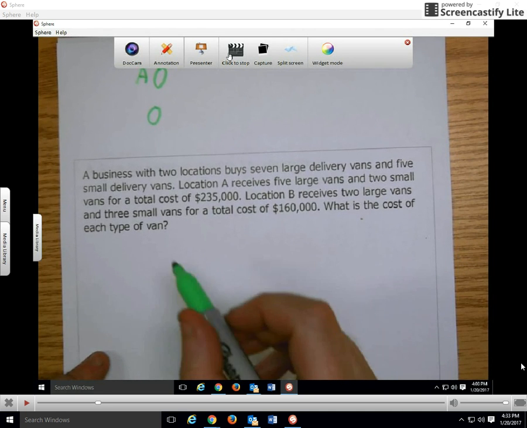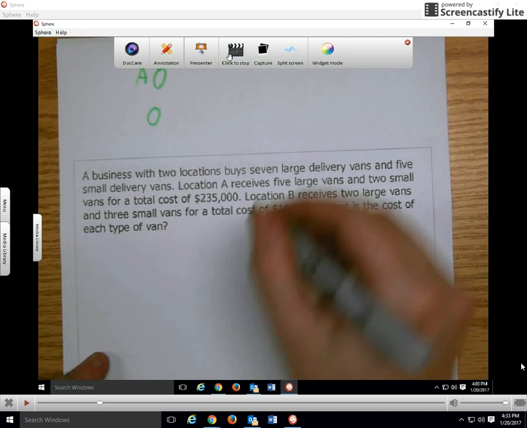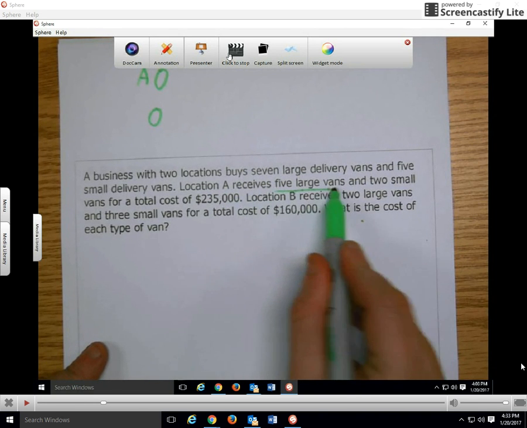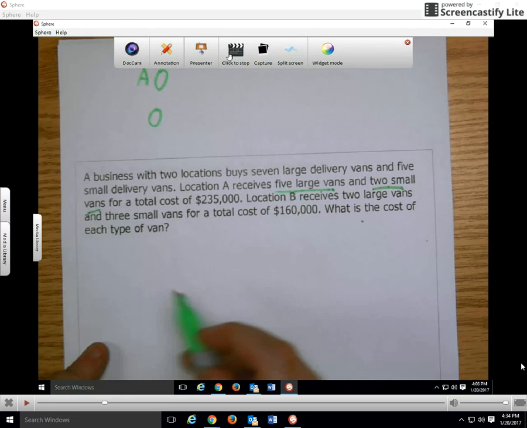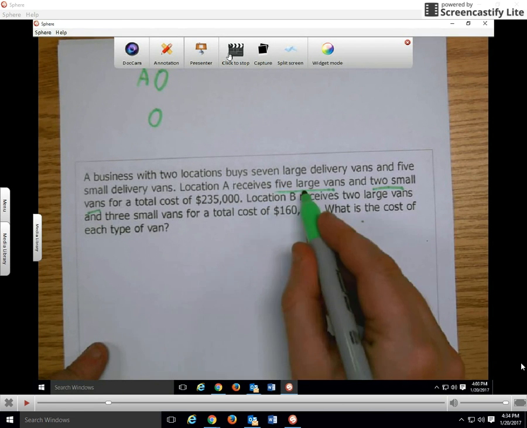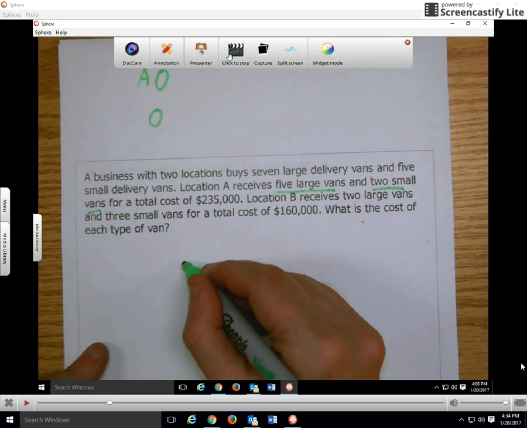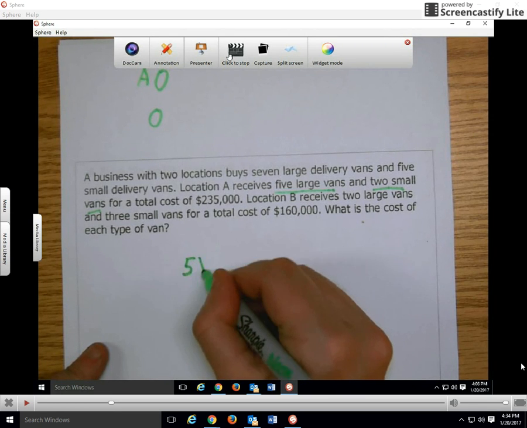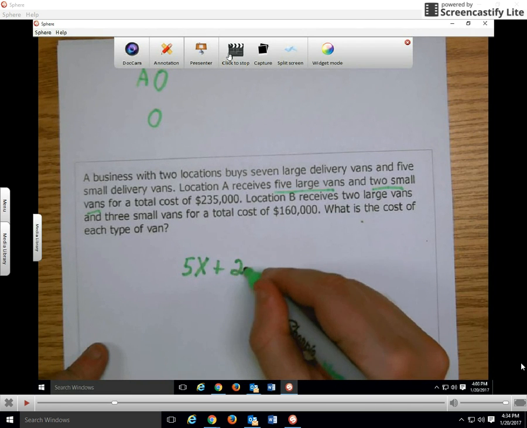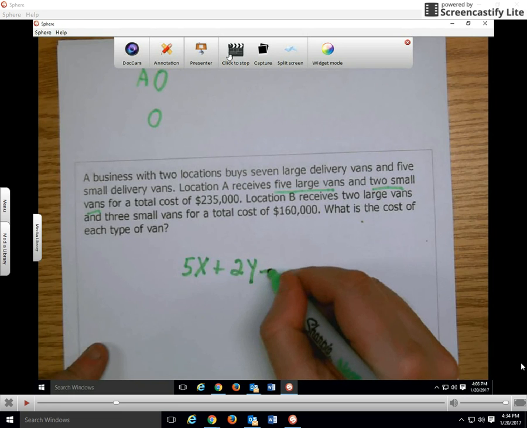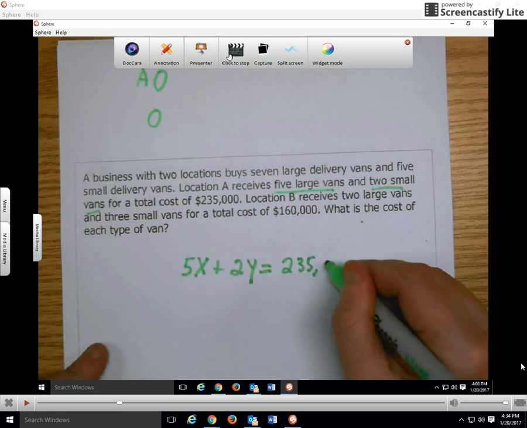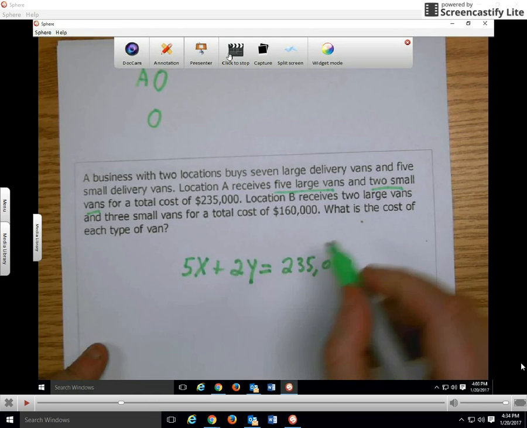Okay, so the first location has 5 large vans and 2 small vans. We could probably write that if we represent the large vans with an X. Some people like to use the L, so I'll use an X this time. 5x plus 2 small vans, I'll use the Y. And the total cost for those vans was $235,000. Well, that's probably very realistic.